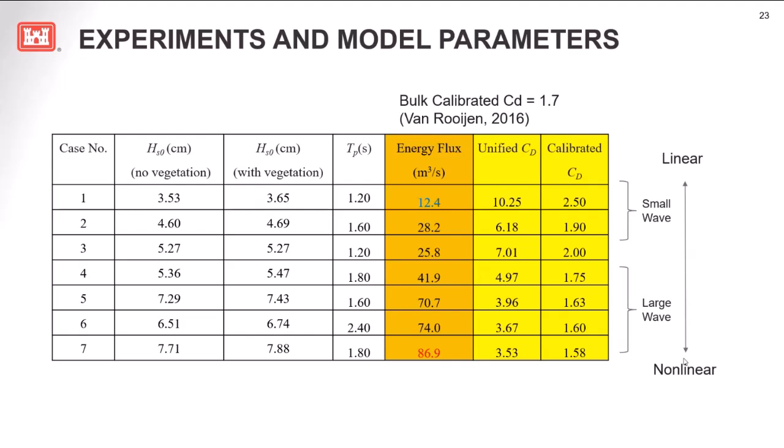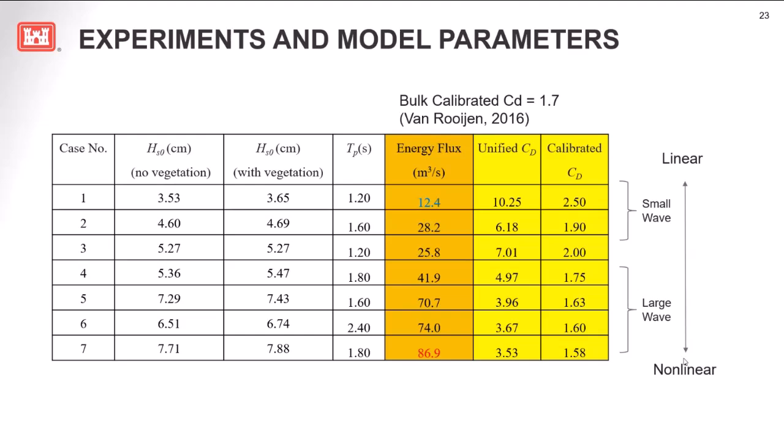So using our unified drag coefficient formulation, we see a decrease starting from 10.25 to 3.5, and that's expected because the lower wave heights correspond with lower calculated velocities and lower Reynolds numbers at case number 1. And so as that wave energy increases, then we should get higher Reynolds numbers and therefore a lower drag coefficient.